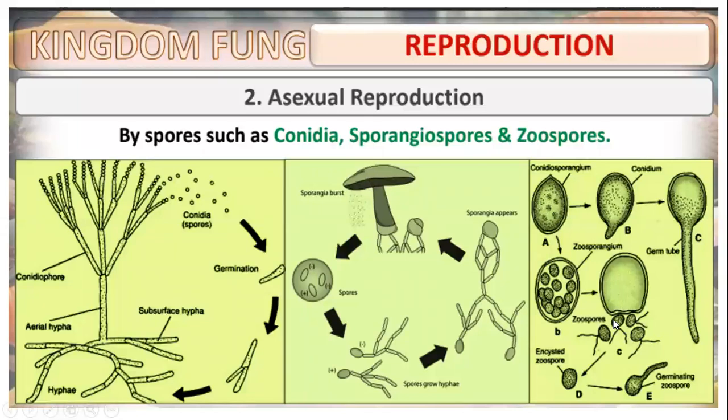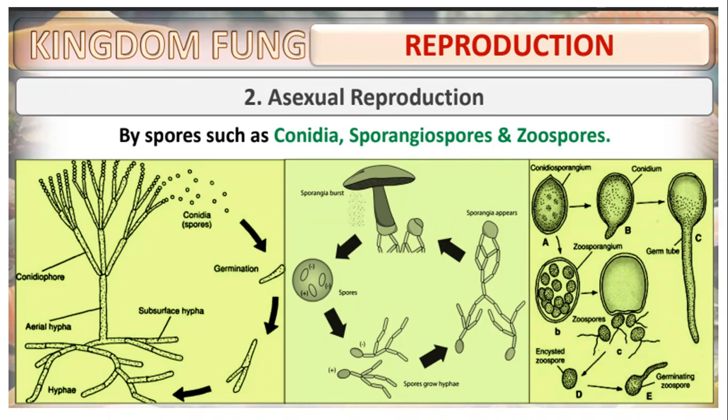Next is by spores. First is conidia. The mycelium will develop a structure called conidiophore. In this conidiophore, conidia will be produced. Conidia are the spores. These spores will be released, and they will germinate into a new fungus. So conidia are the spores which are at the apex.